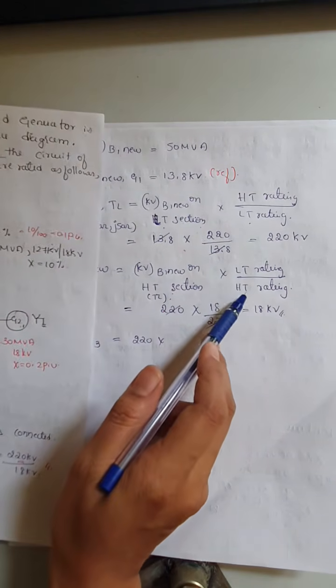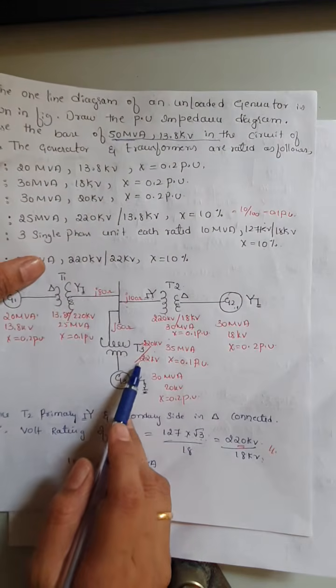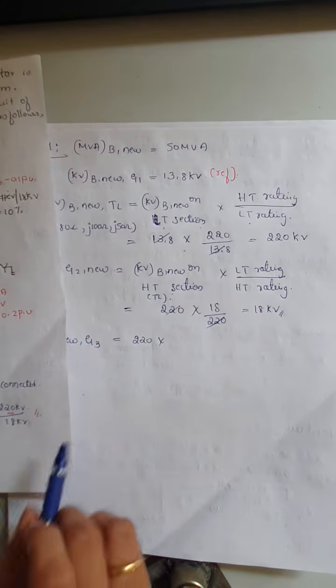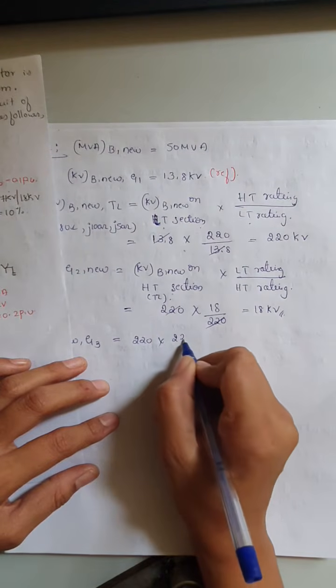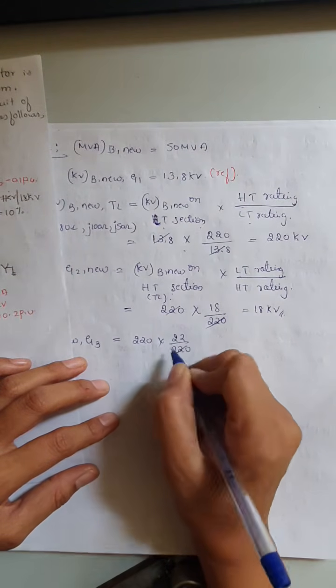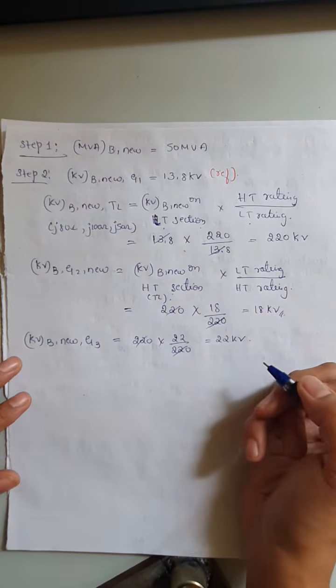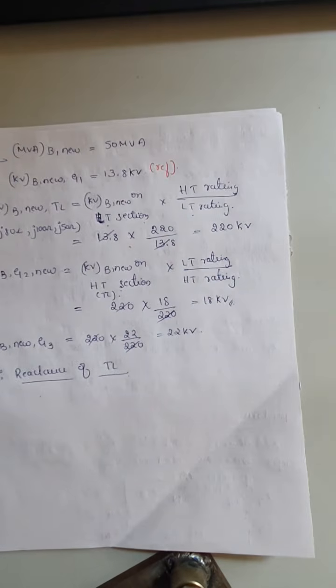So now LT rating by HT rating. LT will be 22 kilovolt, HT will be 220 kilovolt. So here we'll write 22 divided by 220 kilovolt. So this completes step 2.